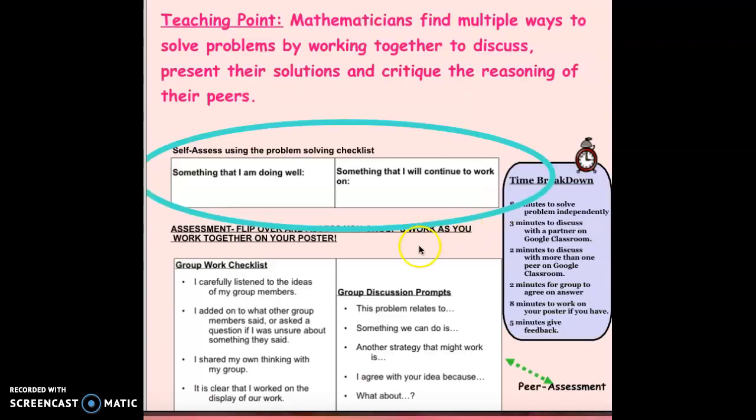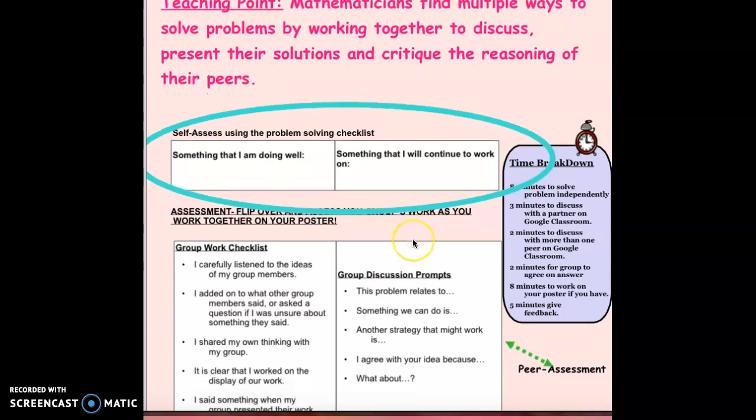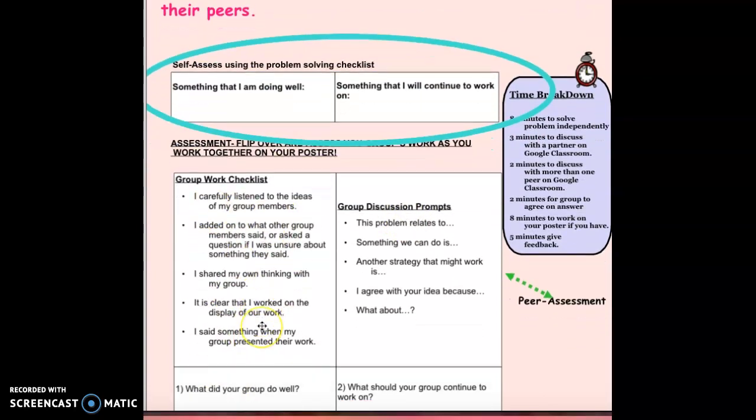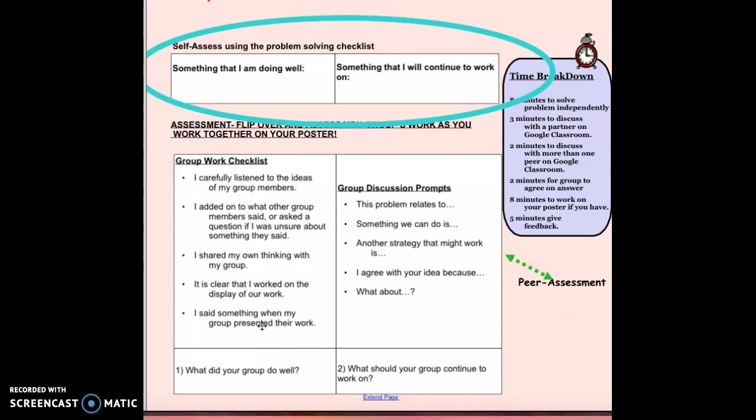It's so important that you're self-assessing, thinking about what's something that you did well, and then thinking what's something that you can continue to work on. Afterwards, you'll be giving some feedback to your peers, and I want you to use the group work checklist to give some feedback. And think about what did your group do well, and what should your group continue to work on.